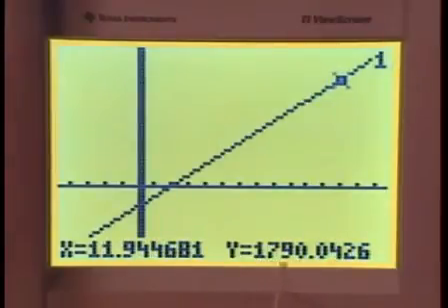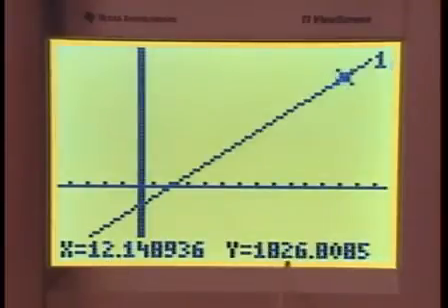At 1790, we have 11.9 sides. Of course, that's absurd, right? Because the sides have to be whole numbers. If I now go above 1800, I have 12.1 sides. So the suspected value is a 12-sided polygon.